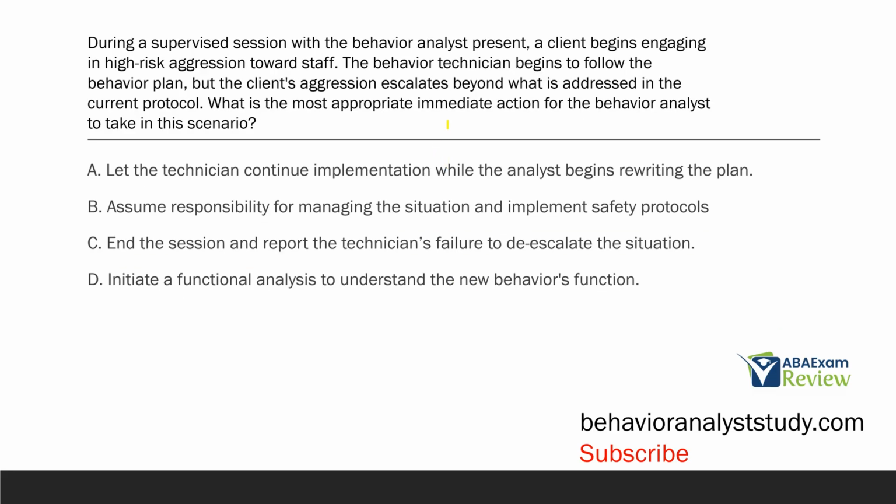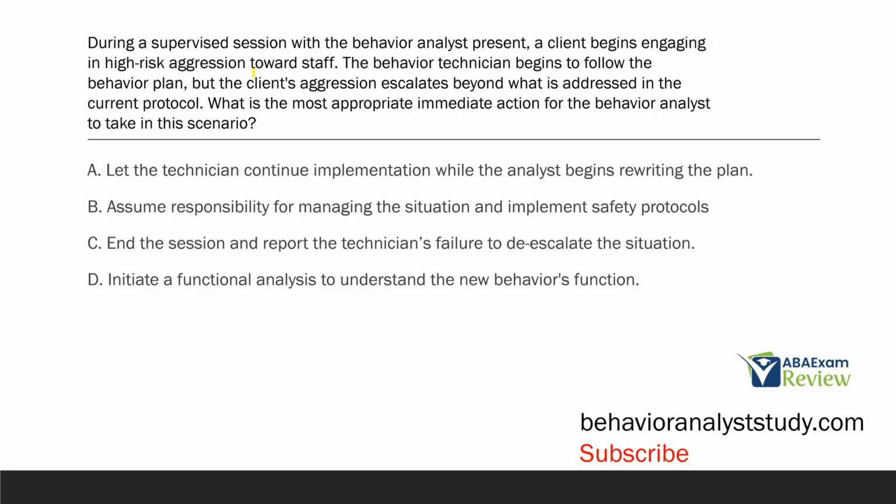During a supervised session with the behavior analyst present, a client begins engaging in higher risk aggression towards staff. The behavior technician begins to follow the behavior plan, but the client's aggression escalates beyond what is addressed in the current protocol. What is the most appropriate immediate action for a behavior analyst to take in this scenario? This is a crisis management question. And with crisis management, regardless of who the client is and what their behaviors are, you've got to have a crisis plan and a safety plan in place.